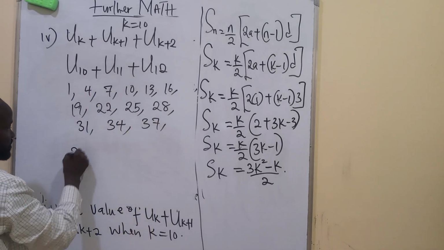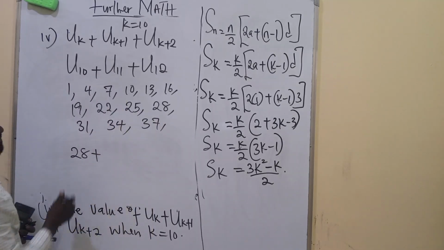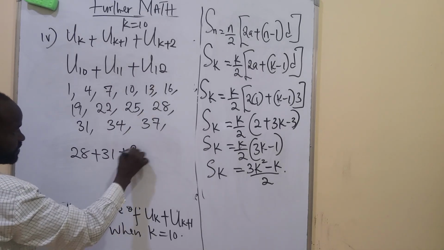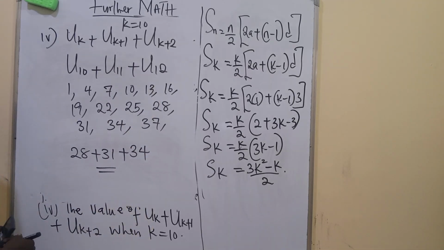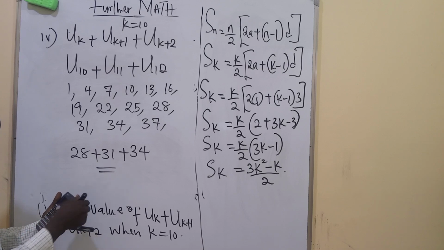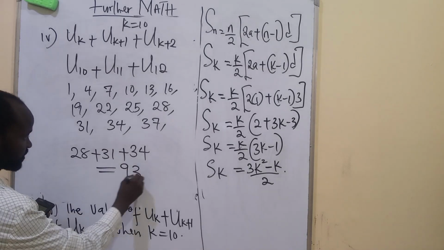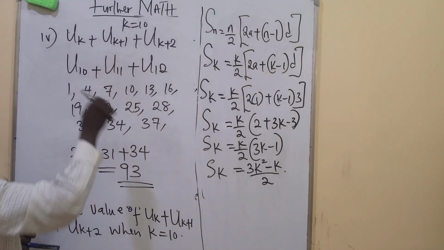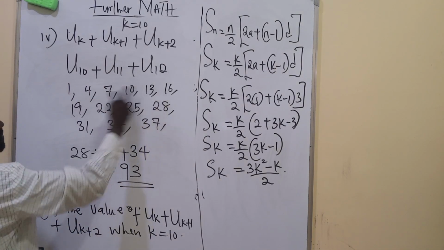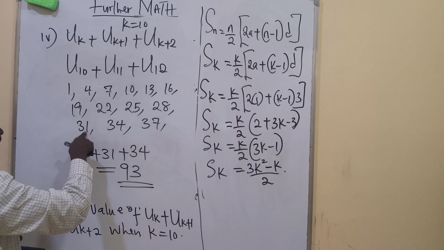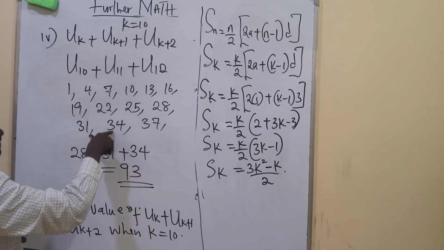So we have 28, plus the 11th term, which will be 31, plus the 12th term, which will be 34. So let's sum this together. That will be 28 plus 31 plus 34, which is 93. So the solution to Roman numeral 4 is 93. Let's still check. 1, 2, 3, 4, 5, 6, 7, 8, 9, 10. This will be our 10th term. Then the 11th term will be 31, and the 12th term will be 34.